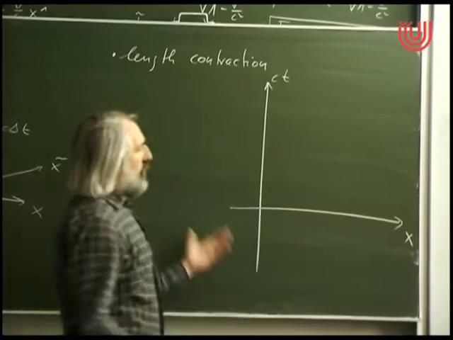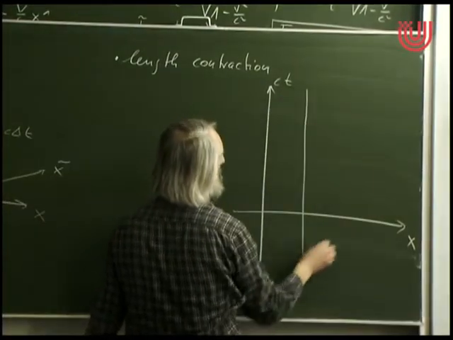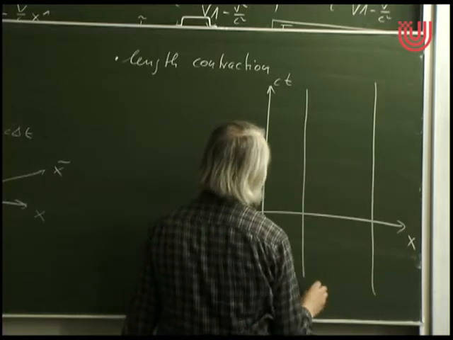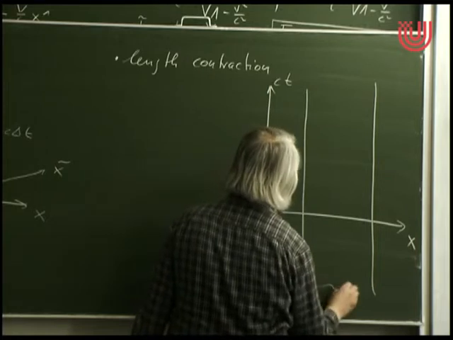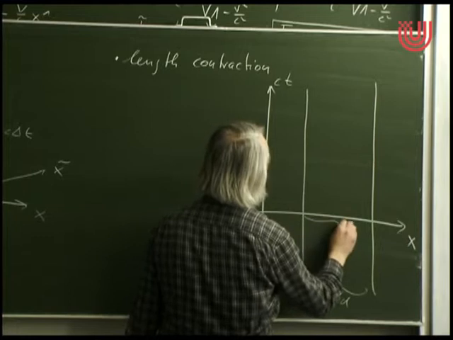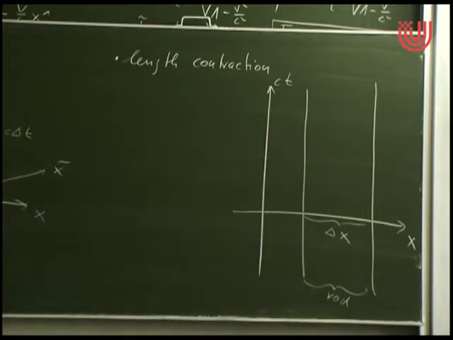I have a rod or something like that. So the left-hand side of the rod has this world line. The right-hand side of the rod has this world line. So this here is a rod. Write it in this way. And this distance here is delta x. And I want to know what is the length of the rod in a moving system.